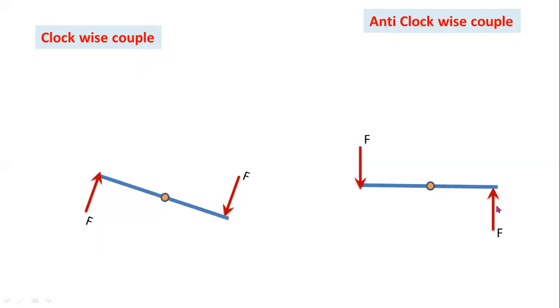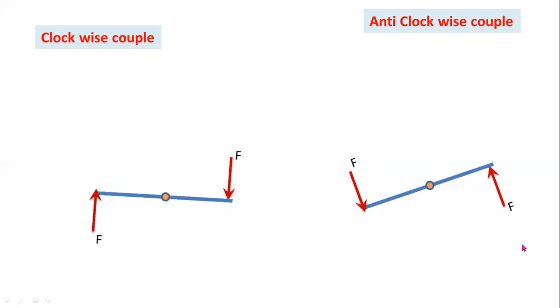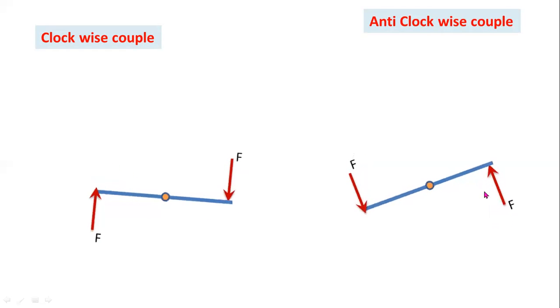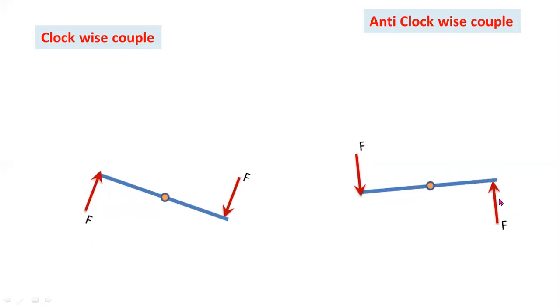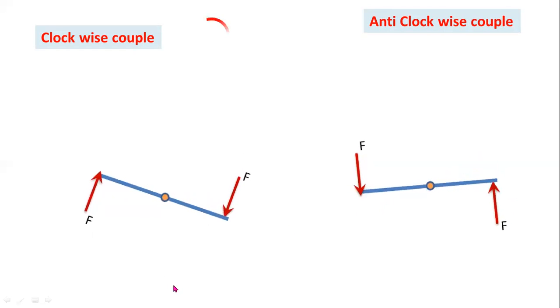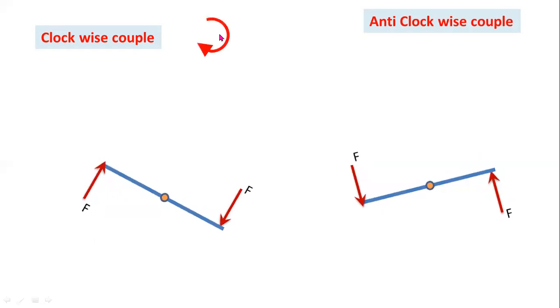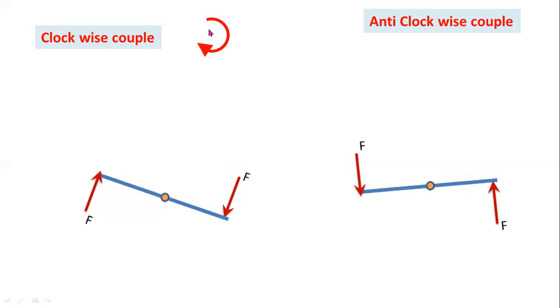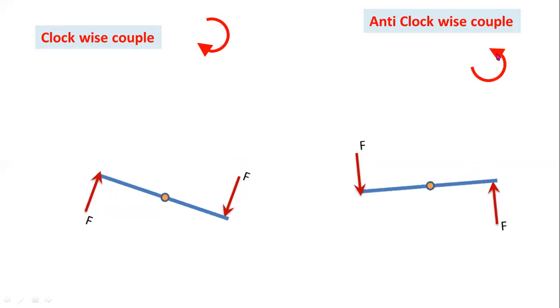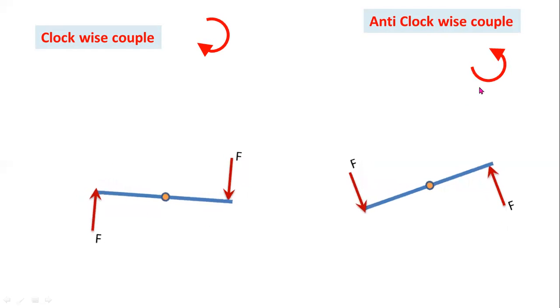Here, when you are applying forces like this, it forms an anti-clockwise couple like this. It rotates in anti-clockwise direction. Now this is the symbol for clockwise couple, and this is the symbol for anti-clockwise couple.